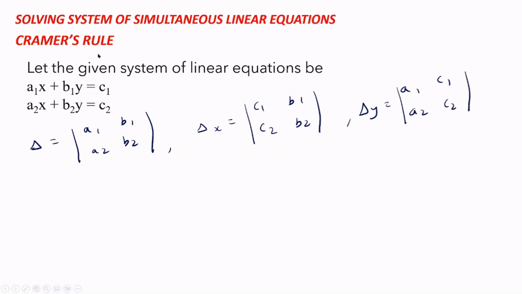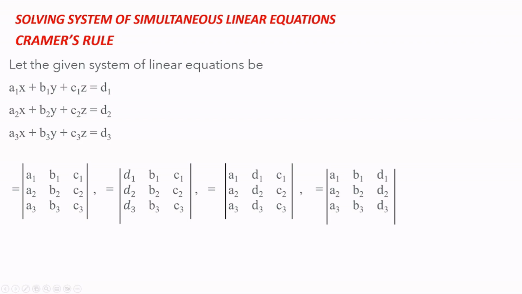Now using Cramer's rule, we can find the value of x as delta x upon delta and y as delta y upon delta. So this is a very easy method to find the solution of a given system of linear equations. This is when we have a system of two linear equations in two unknowns.